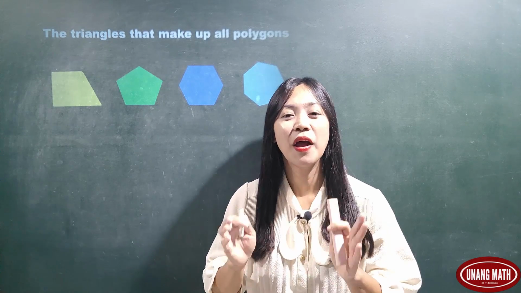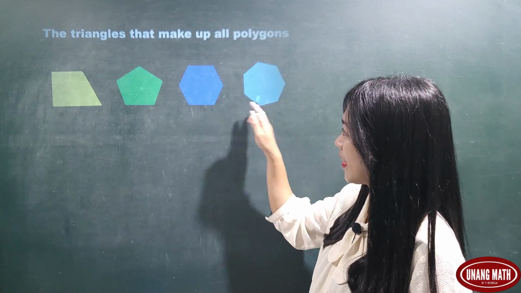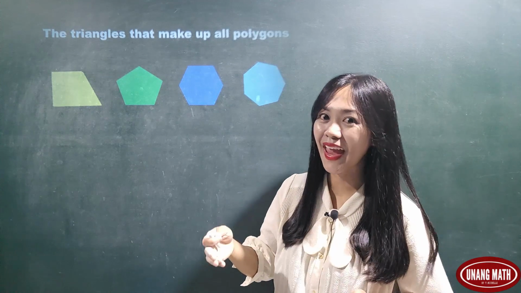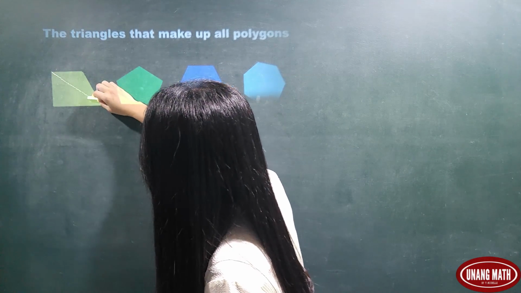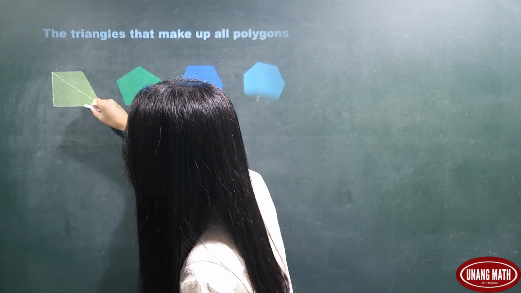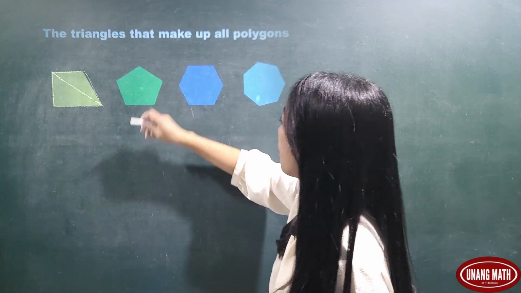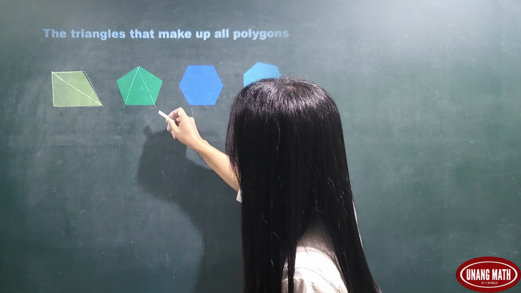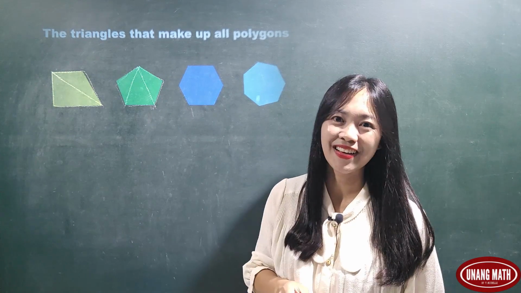In our previous episode, we already studied the concept about diagonals. By drawing diagonals in a polygon, we can create triangles. Okay, let's draw diagonals in these polygons to create triangles. Let's start with this polygon. By drawing this diagonal, then we created two triangles. Okay, what about in this polygon? Draw diagonals and we created three triangles.